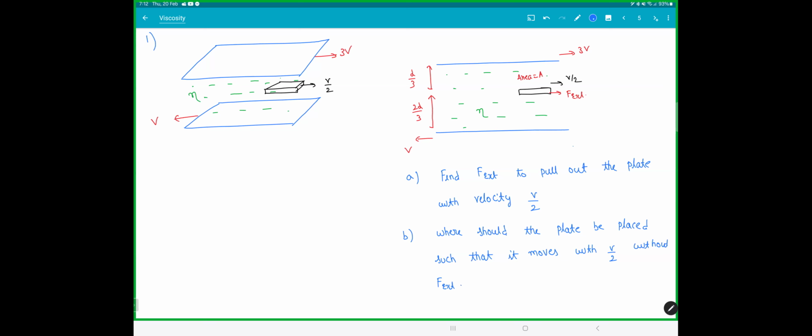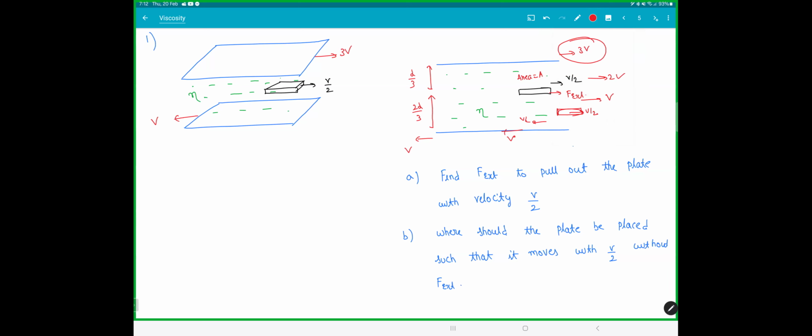Meaning the second statement of the question, I'll tell you what. If this is going with 3v, somewhere here you'll have 2v, somewhere you'll have v, somewhere you'll have v by 2, isn't it? Then you'll have v by 2 in the backward, and then this will go with v. So if you can keep the plate at v by 2, it will automatically go with the layer, isn't it? You need not apply any force.